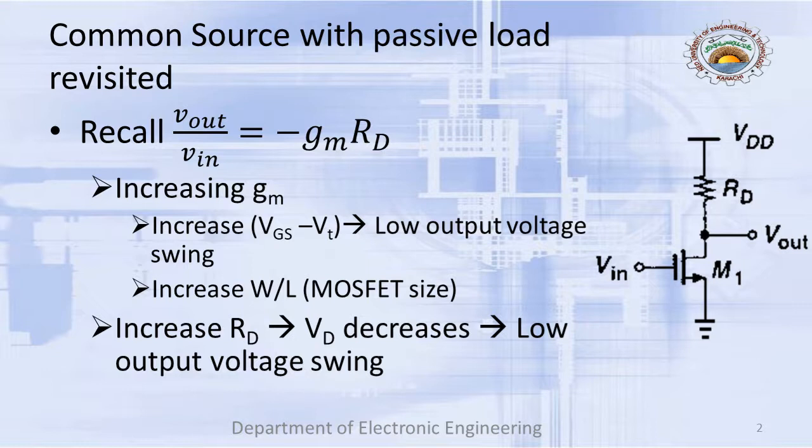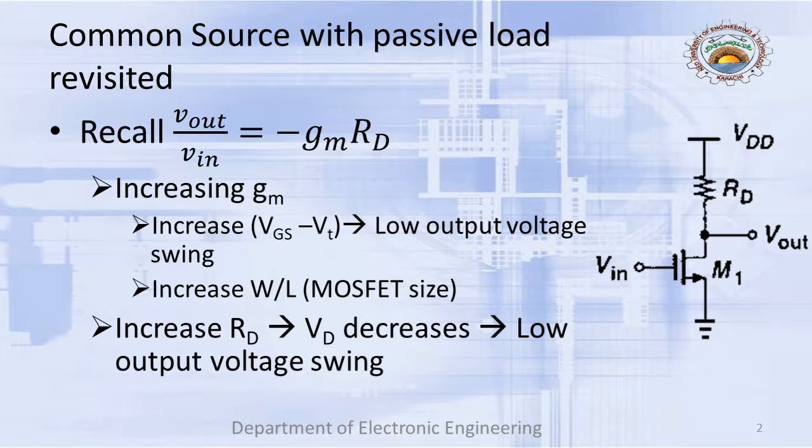Gm, the transconductance, can be increased by increasing the gate bias voltage, that is VGS minus VT, the overdrive voltage, since gm is directly proportional to VGS minus VT. However, VGS minus VT defines the lower limit of the drain voltage that can be achieved during the saturation mode. So if we increase the gate bias voltage, we are increasing the lower limit of the drain voltage, and hence the output voltage swing at the drain would decrease.